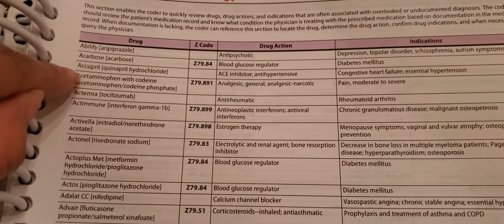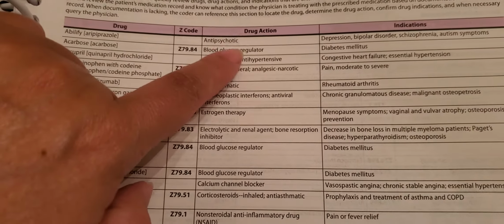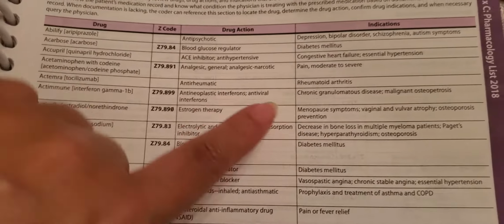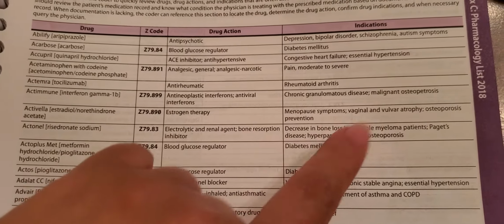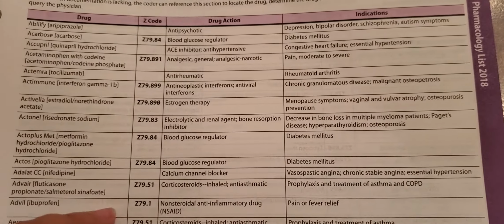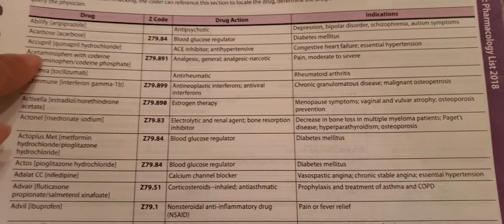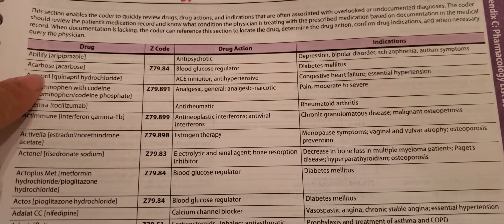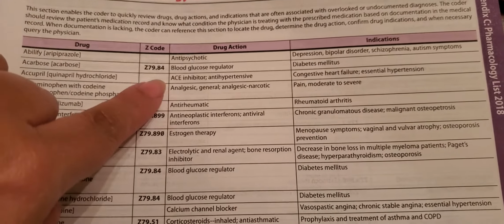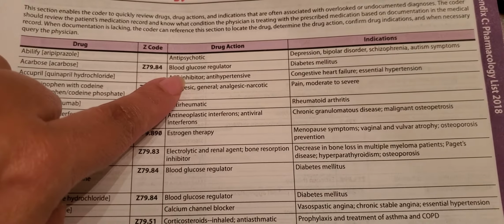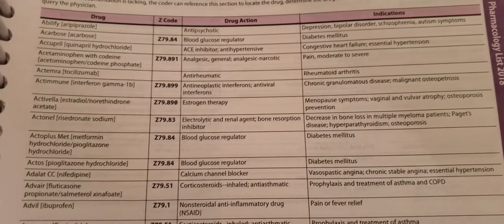So here is the drug name. These are the brand names of the drug, right? And then this is the drug action, like what is it for, right? And then these are the indications. This is such helpful information. And with some of them, they have the Z codes as well. So like this one, Acarbose, I hope I said that right. Oh, well, y'all can see. That's a Z79.84. That's a blood glucose regulator, and it's for diabetes. So this is where all of that information is housed.